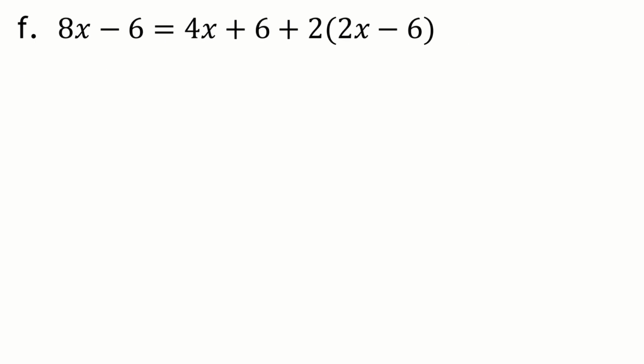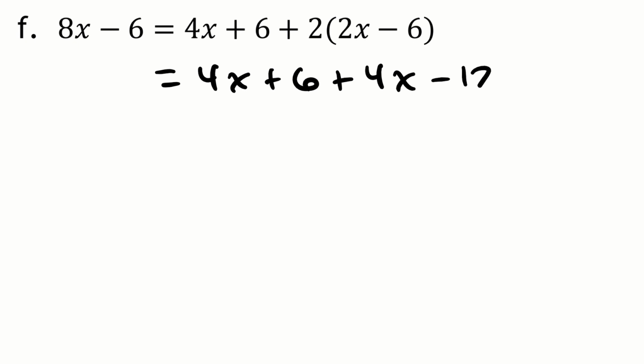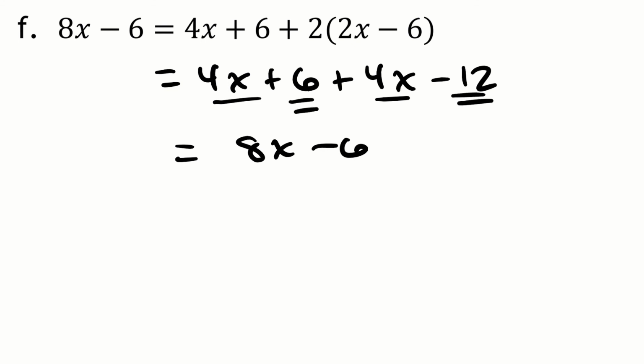And then finally for F, same deal. I'm going to begin with rewriting the right-hand side using the simplest form of the distributive property. This will become 4x minus 12. If I combine my 4x's, that is 8x, positive 6 and negative 12 would be a negative 6. And I can already see what's happening. This is just like the problem above it.